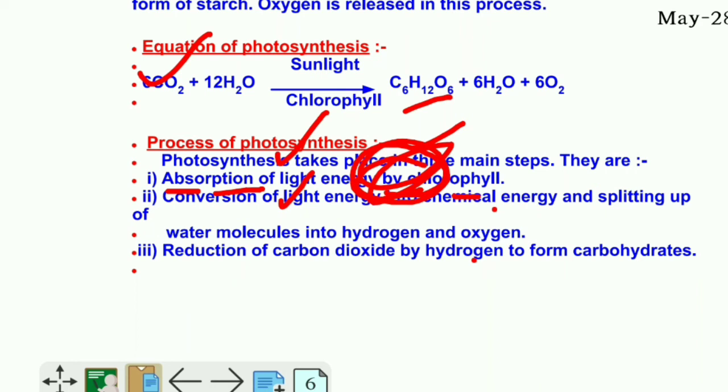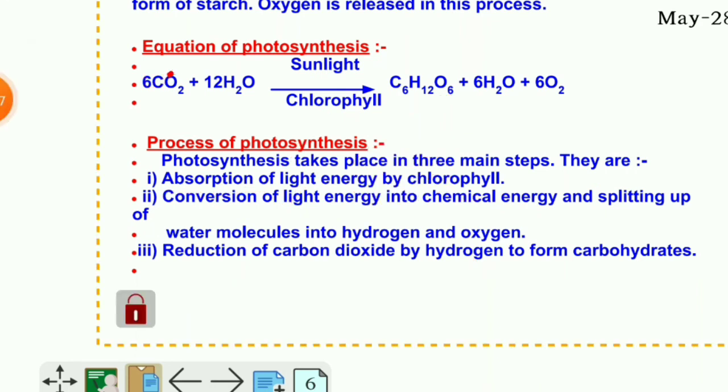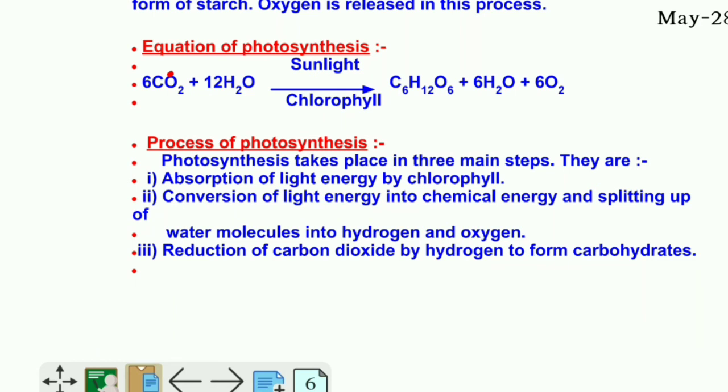Now the first stage, as we have seen, is the absorption of light energy by the chlorophyll. In the second stage, the conversion of this light energy into chemical energy takes place, and the water molecule splits into hydrogen and oxygen. The water molecule is getting split into hydrogen and oxygen. That is the second step.